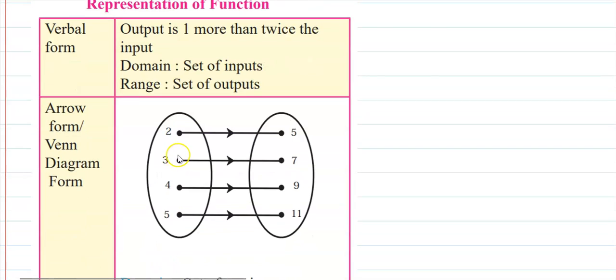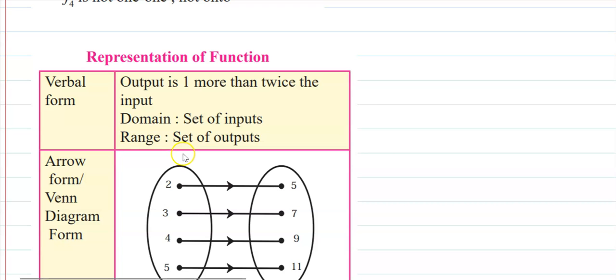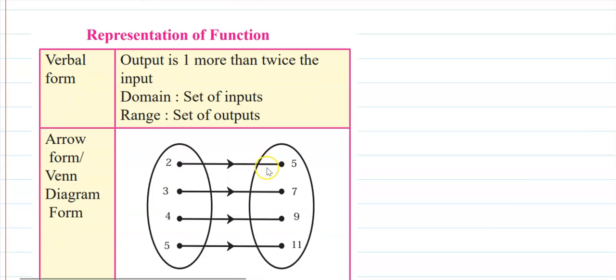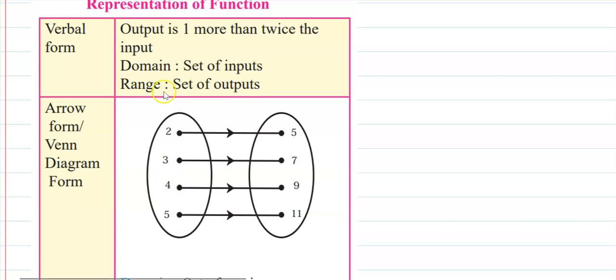Now the next, representation of function, कसा represent केला जातो. Now see this here, output is one more than twice the input. त्याला output म्हणायचं, त्याला input म्हणायचं. This is called the domain and this is called the range. Okay. डोमेन म्हणजे काय, सेट ऑफ द इनपुट. This is the set of input. रेंज म्हणजे काय, this is a set of output.